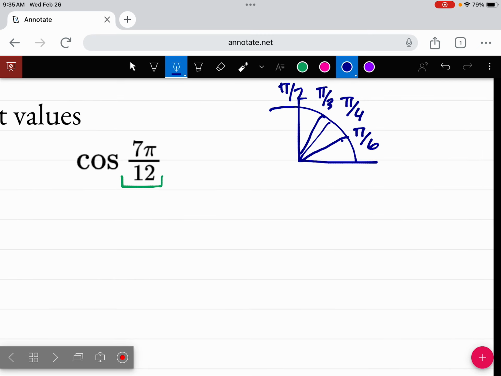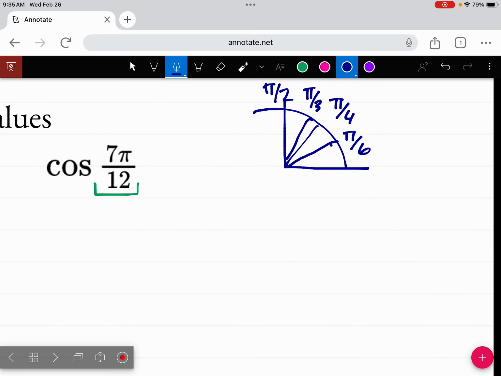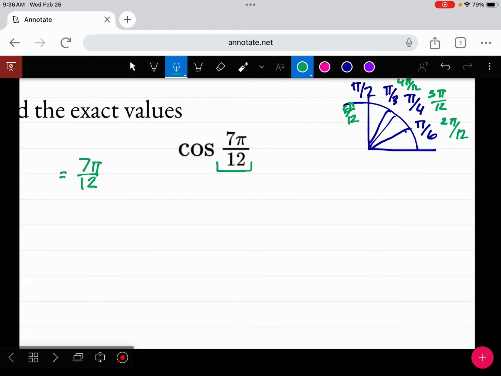What if we put those all in terms of twelfths? So we would have 6 pi over 12, 4 pi over 12, 3 pi over 12, and 2 pi over 12. Now do we see anything that we would have a sum? 4 pi over 12 and 3 pi over 12, which is the same thing as our pi over 3 and our pi over 4.